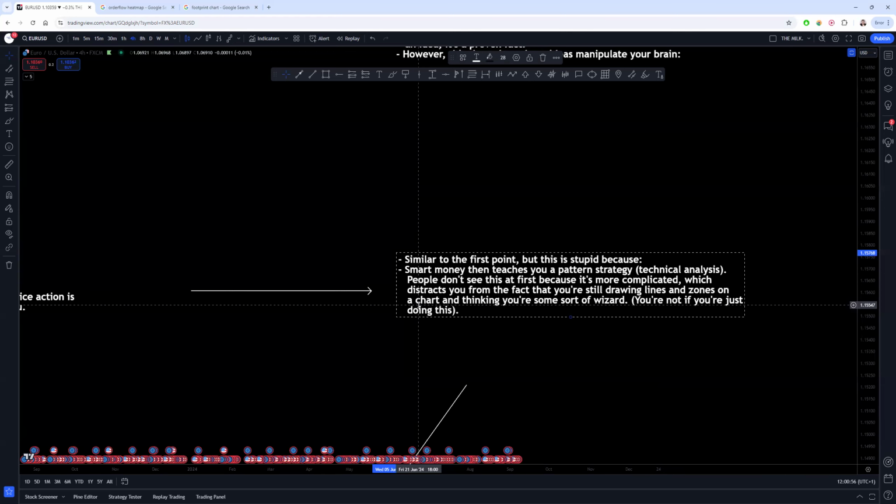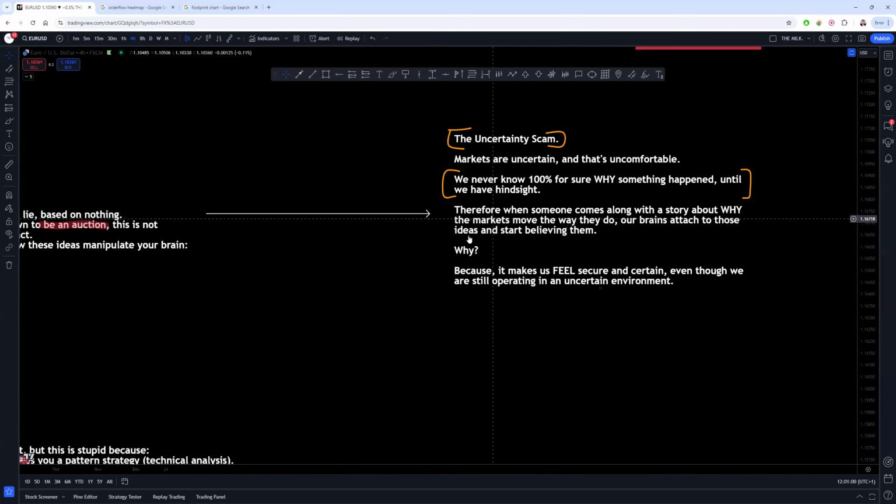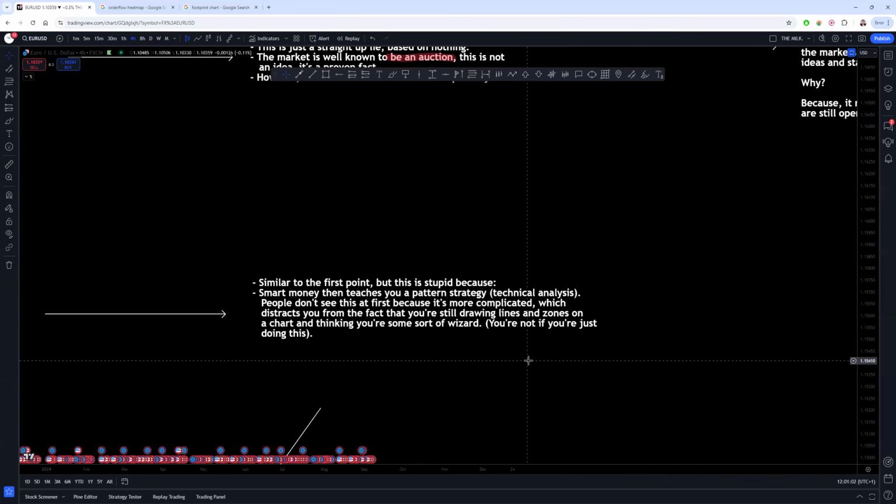They spend so long trying to learn it in the hope, based on being manipulated by the uncertainty scam. They spend so long learning it and trying to learn the intricacies of it. They kind of lose sight of what it really is fundamentally, right? It distracts you from the fact that you're still drawing lines and zones on a chart, thinking that you're some sort of wizard, right? This is just the biggest mistake.